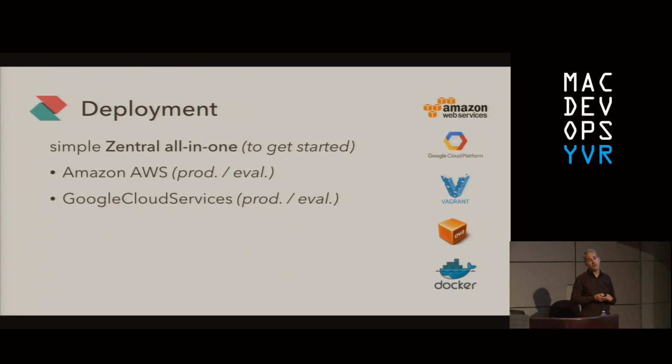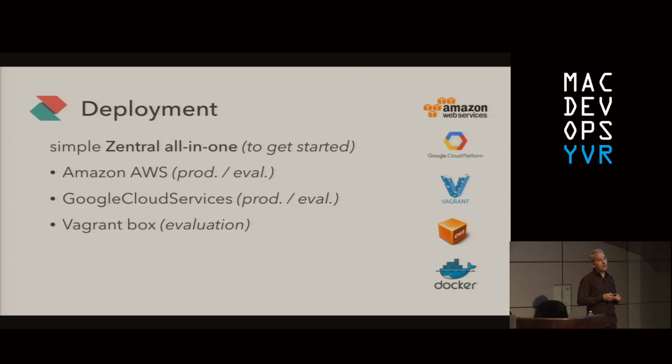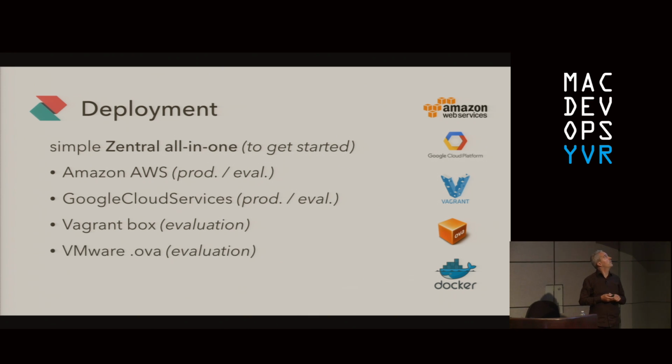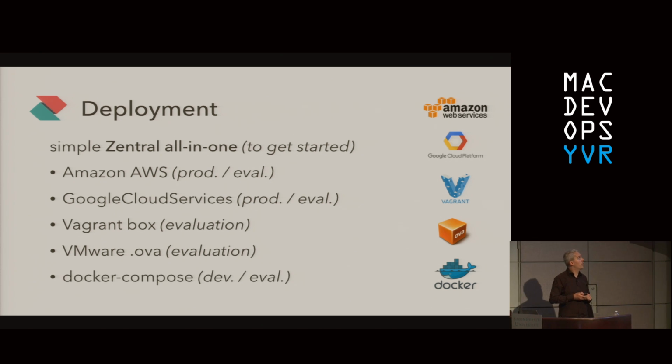Google Cloud is what we use most when we run workshops. We build a Vagrant box. Again, some people try to hook up a JSS to a Vagrant box. That may not work with the webhooks. Same with VMware with the OVA. And we develop with Docker Compose, and it's also good to spin up Zentral very, very quickly. So if you're familiar with Docker, just also consider that way.